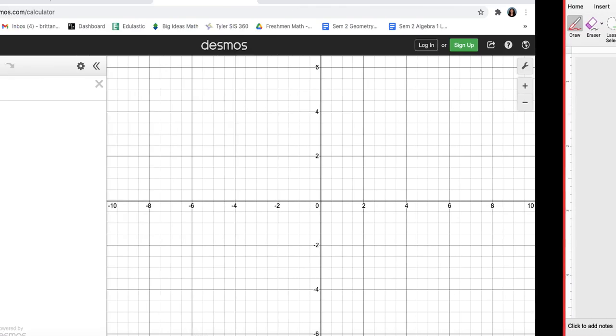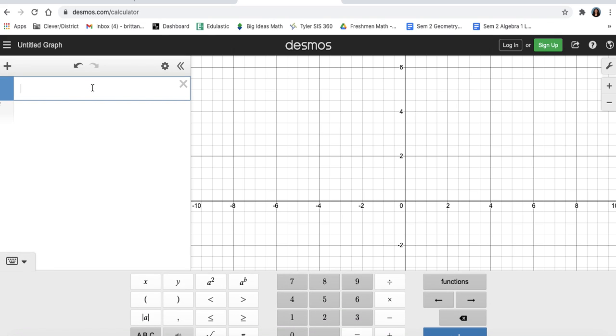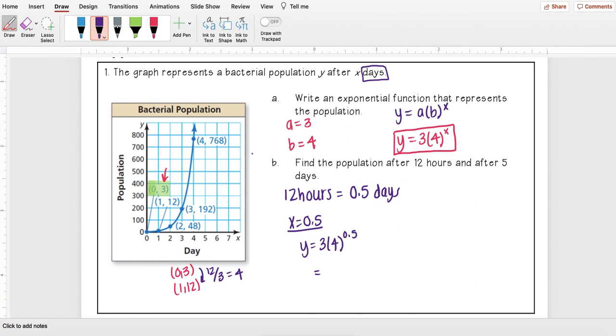Now I'm going to head over to Desmos and type that in. So I have 3, 4, press that A to the B button, 0.5. And I get that it is equal to 6. That is after 12 hours. So after 12 hours, my population of 3 grew to 6.